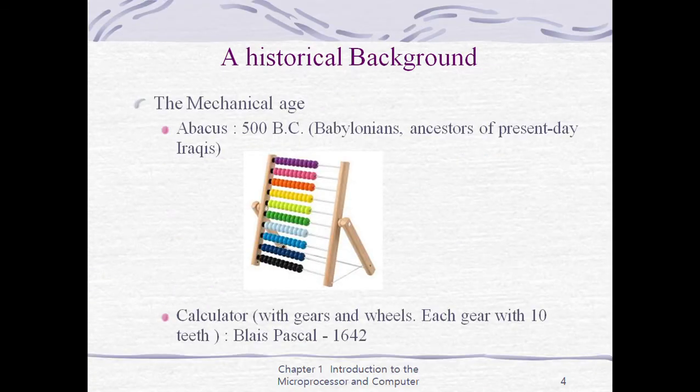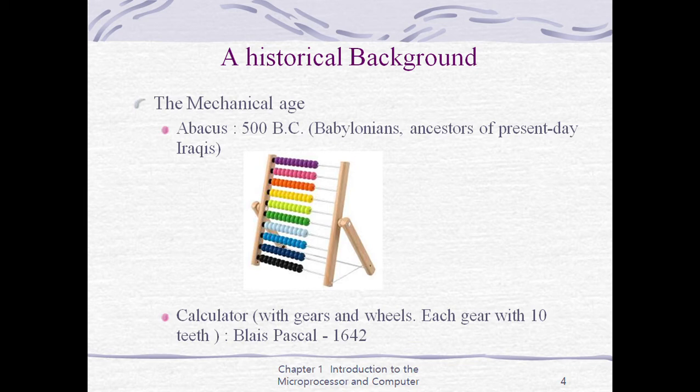Okay, so let me give you a brief historical background of computers in general. Computers in the mechanical age: a simple form of computer was used about 500 BC by the Babylonians, the ancestors of present-day Iraqis. They used a tool called the abacus. The abacus was a simple computing tool used to count things, for addition and subtraction. It was just strung beads organized in different rows and different colors.